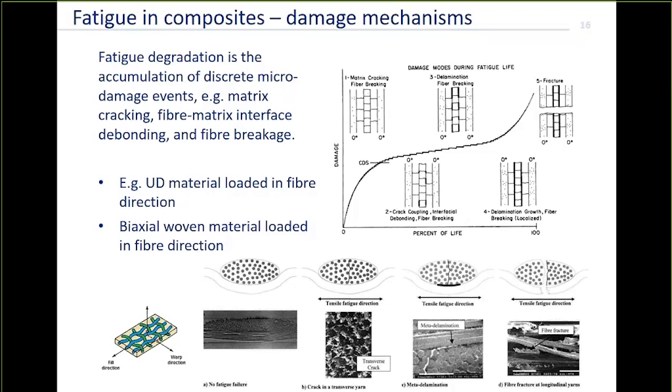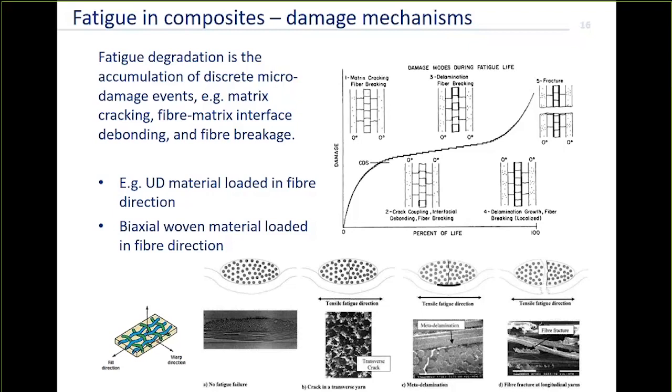For example, a UD, unidirectional laminate, loaded in tension has a strength that's dominated by fibre breakage and is extremely strong. In compression, however, fibre buckling becomes very important, and because of that buckling, it's a lot stronger in tension than it is in compression.